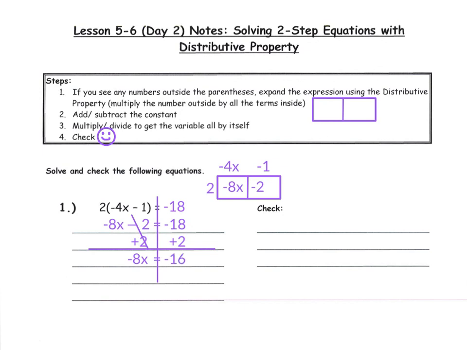So now, to get x by itself, x is connected to the negative 8 with multiplication. So to undo that, we're going to divide by the negative 8. And what I do to one side, I have to do to the other. So I have to divide both sides by that negative 8.